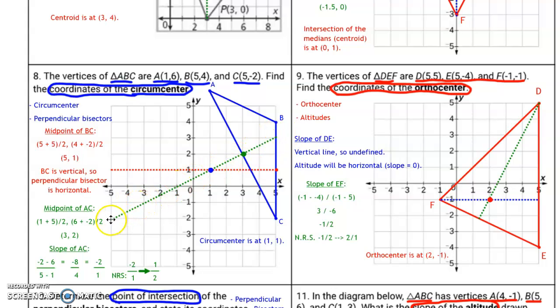Once I drew the perpendicular bisector, I found that it intersected the other perpendicular bisector at one point. That means it is the circumcenter, and it is at 1, 1. So I found the coordinates of the circumcenter, good to go.